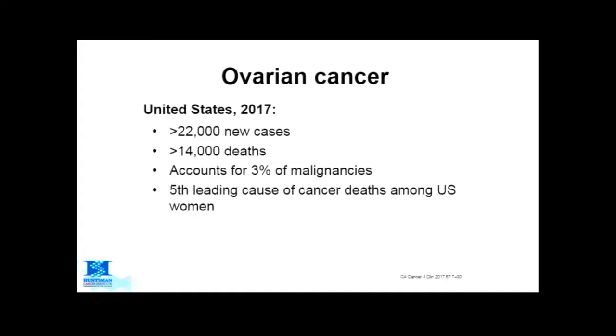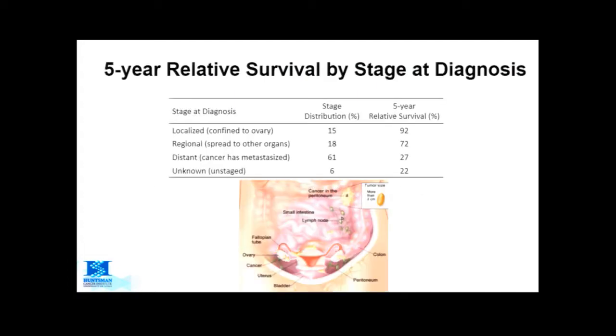Ovarian cancer is extremely rare. It accounts for only 3% of malignancies, but it's the 5th leading cause of cancer death in women, so it's quite fatal. The reason for this is that it's usually diagnosed when it's spread throughout the peritoneal cavity and diagnosed at a late stage. 5-year relative survival is 46%, but it's considerably worse at late stage.